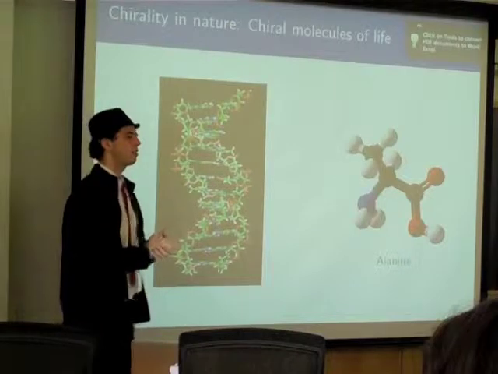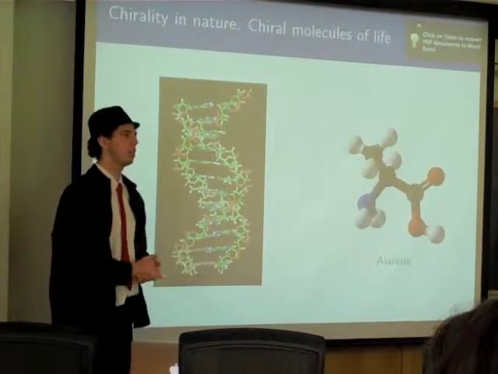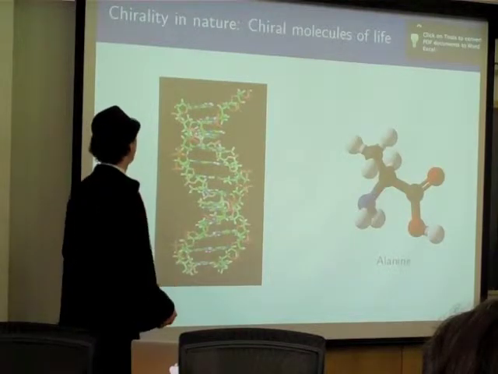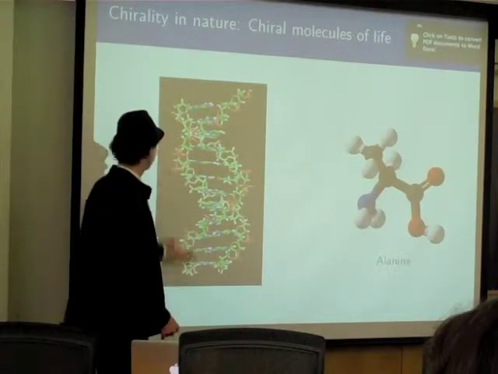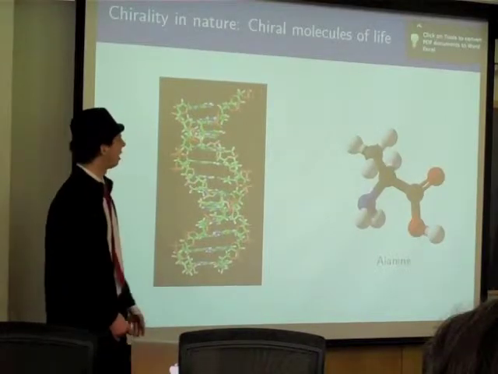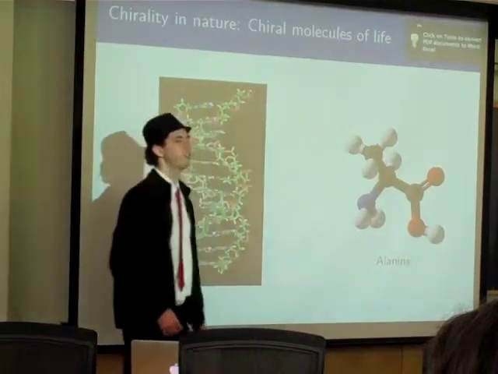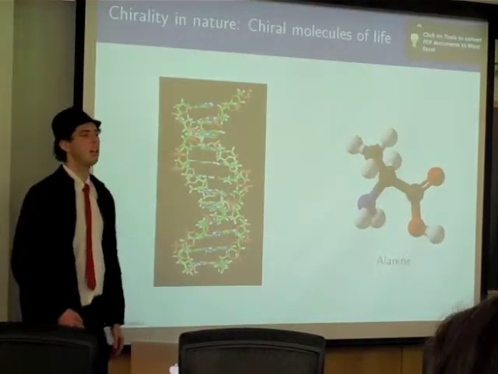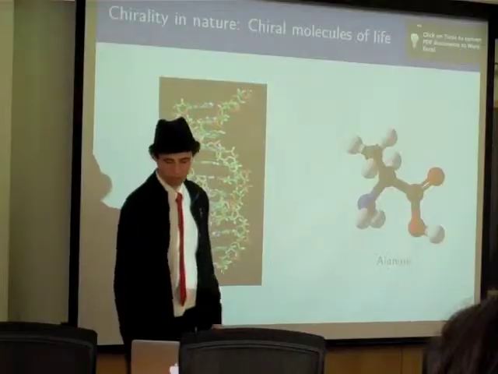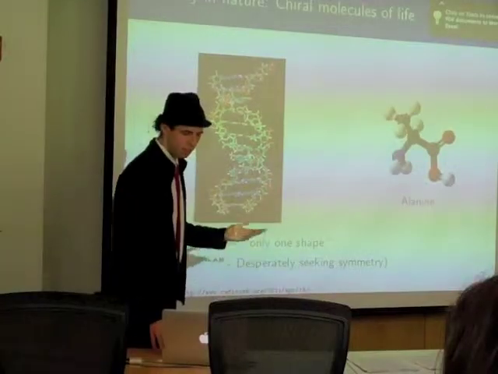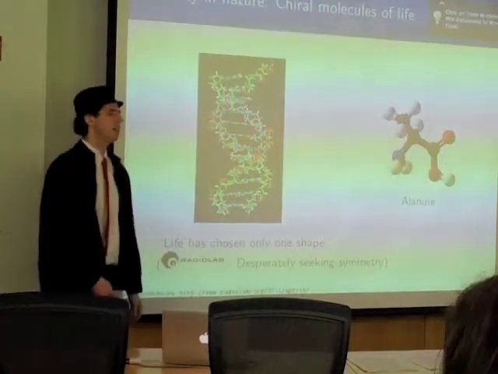And there are actually molecules in nature, in life, that you're made out of. Each of you has a couple of billion of those. For example, DNA is a chiral molecule. And alanine, the second easiest kind of amino acid, is also chiral. There are also amphichiral molecules in life. For example, water clearly has mirror symmetry, or glycine. This is the easiest amino acid. The residue is hydrogen.